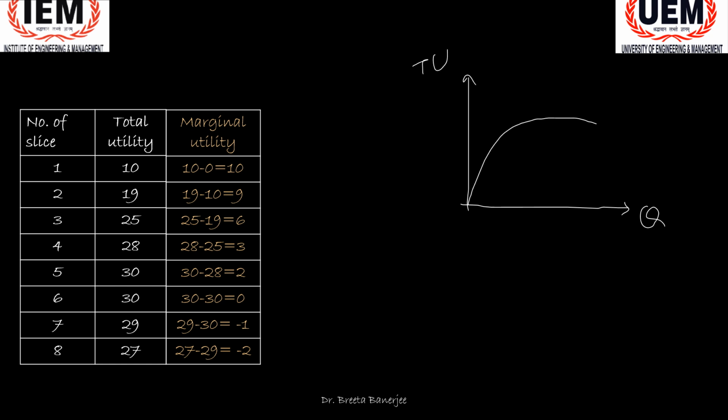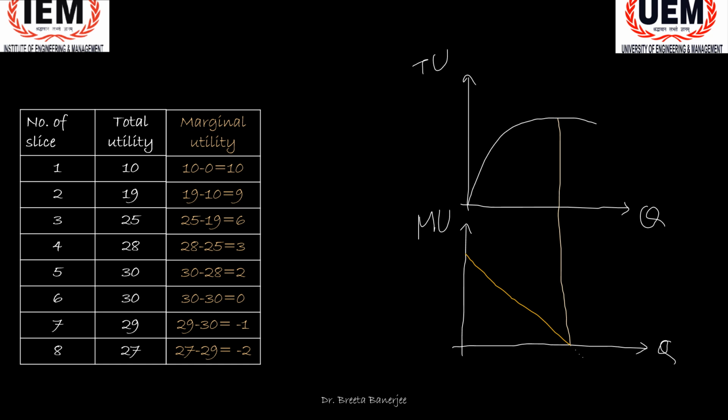Now if we look at what our marginal utilities look like, initially it is 10, then with every consecutive unit it comes down. When our total utility hits its highest point, around 30, marginal utility becomes 0, and afterwards it becomes negative. So if we plot our marginal utility curve, it steadily comes down, cuts the horizontal axis when total utility hits the highest point, and eventually goes down further.